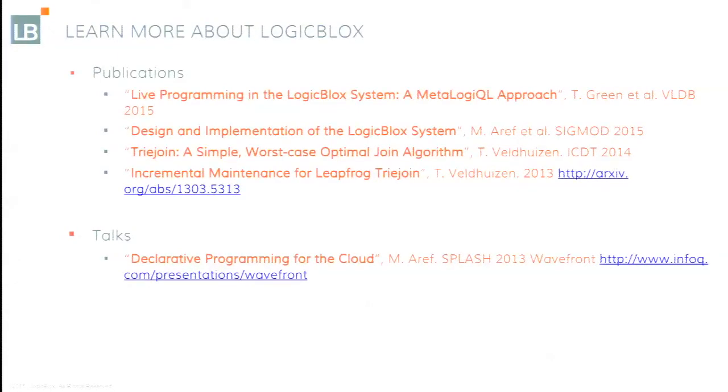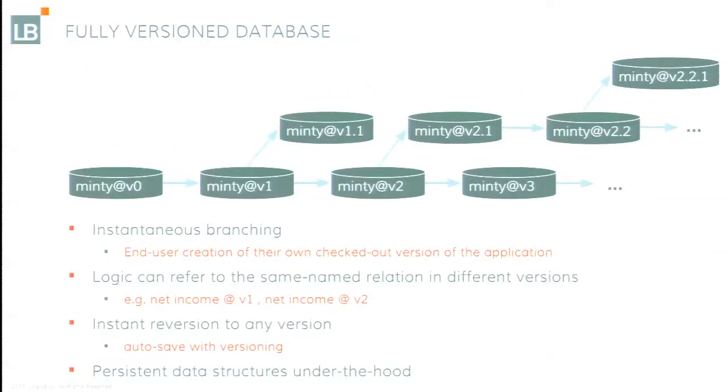So you're talking about versioning of data? How about versioning of code? It's both. It's versioning of the data and schema. So let's say I branch off a version, I can create a new relation there that's not visible in the version I branched off of until I merge it back.